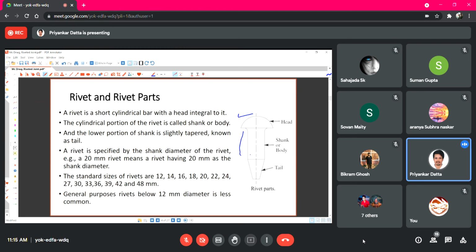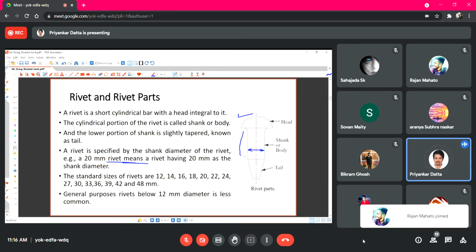Now, while specifying this rivet, we generally check the diameter at the body or shank portion. So if a 20 mm rivet is mentioned, that means its shank diameter or body diameter is 20 millimeter. And as I mentioned probably in the previous class, to maintain interchangeability, if we set the diameter at some fixed values, then mass production is comparatively easier.